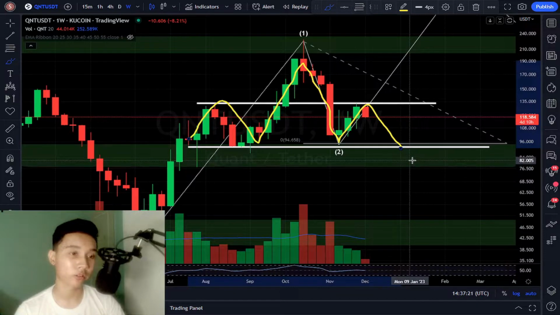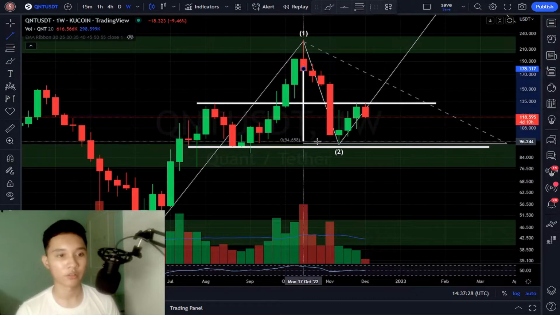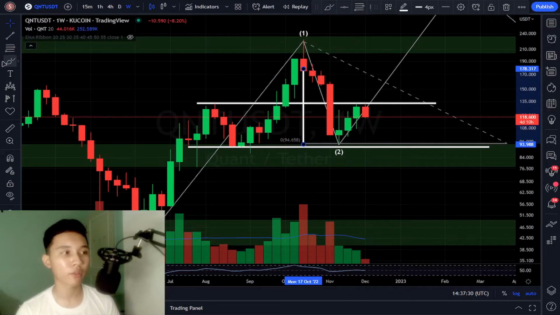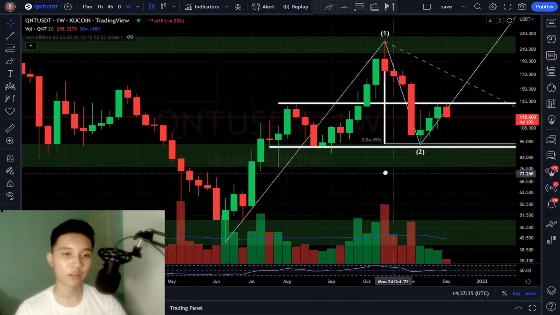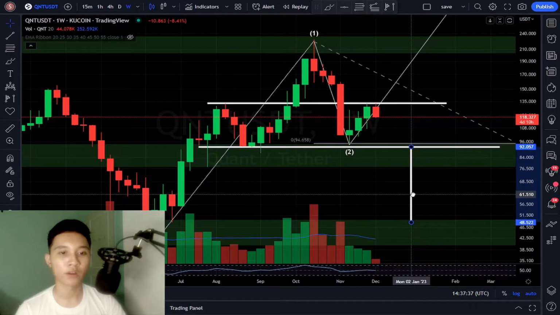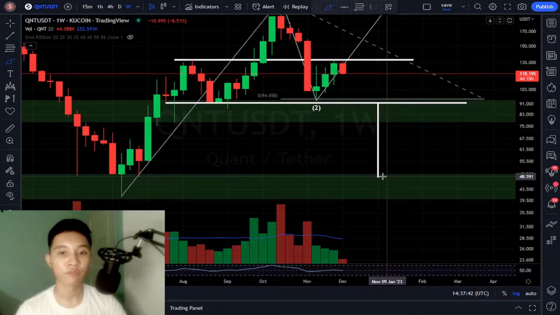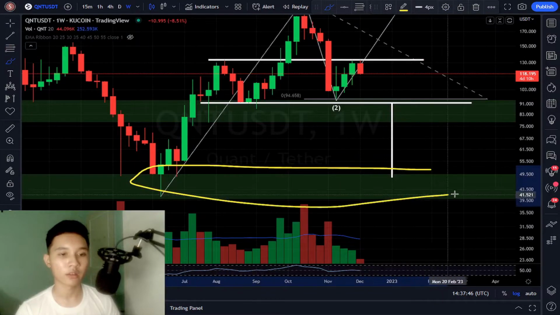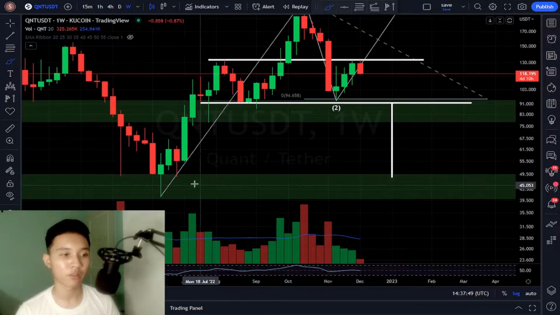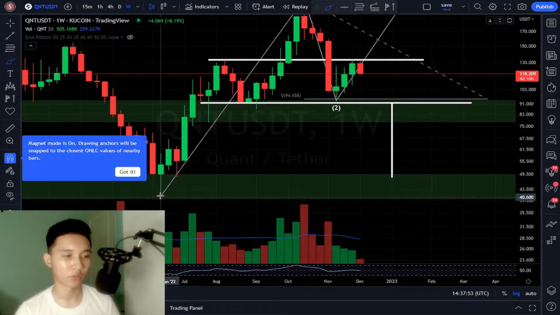So what is the price target of the head and shoulders pattern in the weekly time frame? Let's measure it like this. If we do break to the downside of the neckline at $91, then we are going to be expecting Quant to dump to a very low price of $48. Yes, and that's where the next major support is located. That's where we actually put in this low right here in June of 2022.